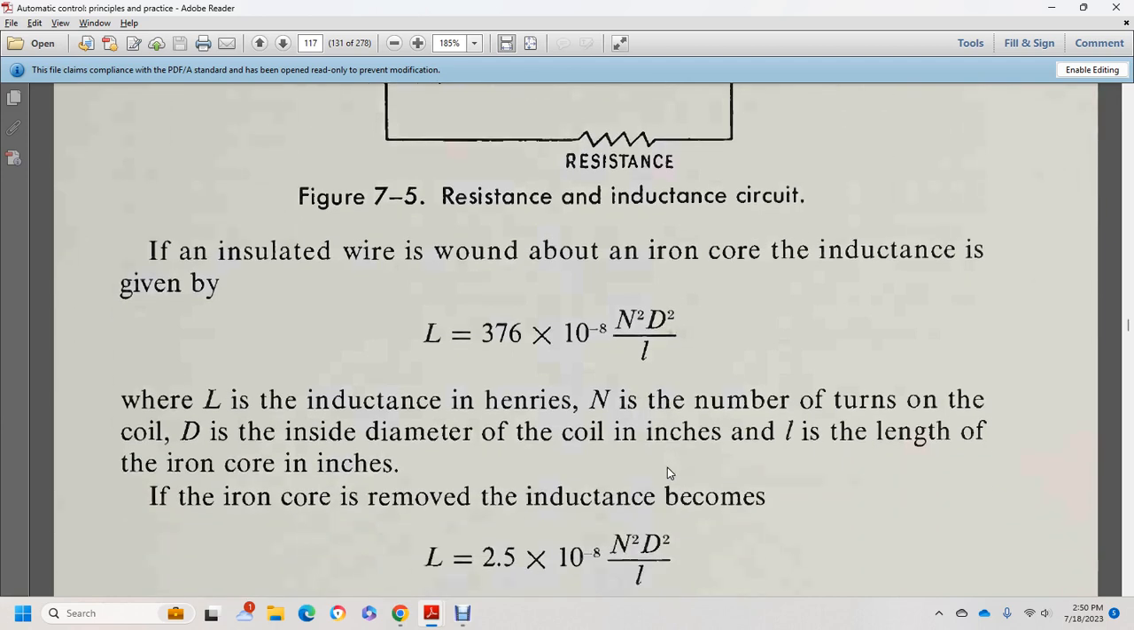over L, the length of the iron core, where L is the inductance in henries, N is the number of turns in the coil, D is the inside diameter of the coil in inches, and L is the length of the iron core in inches. The iron core is removed with the inductance.